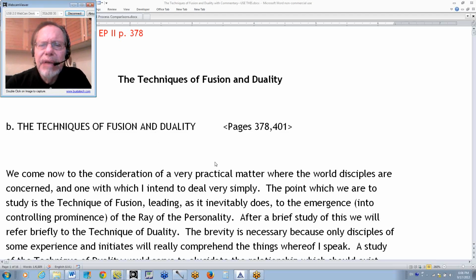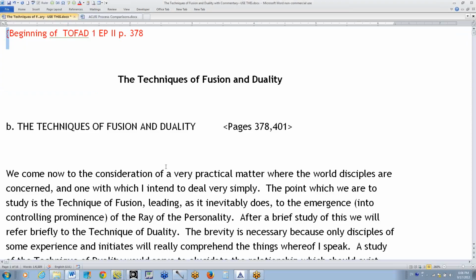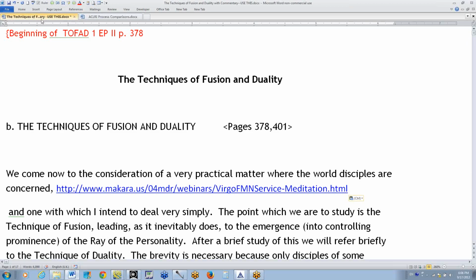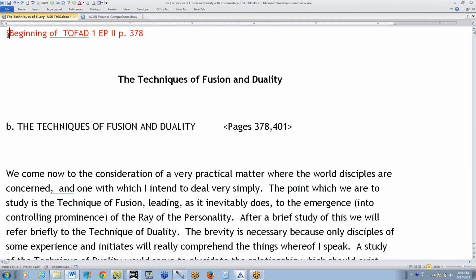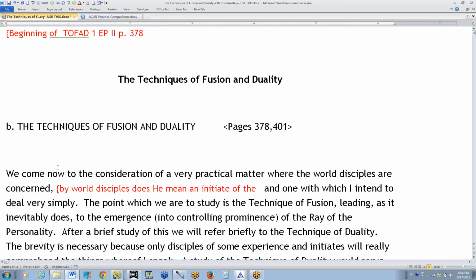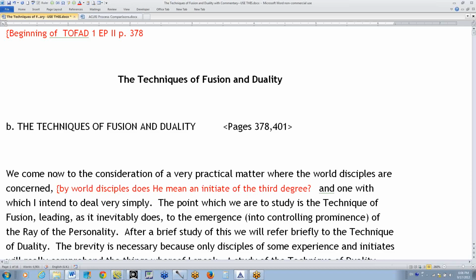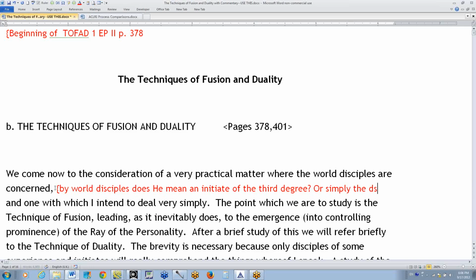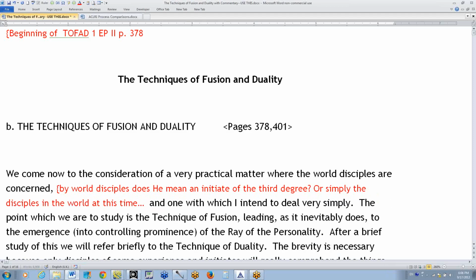So the techniques of fusion and duality. We come now to the consideration of a very practical matter where the world disciples are concerned. Well, what are world disciples? By world disciples, does he mean an initiate of the third degree, or simply the disciples in the world at this time? Maybe the latter is more likely.